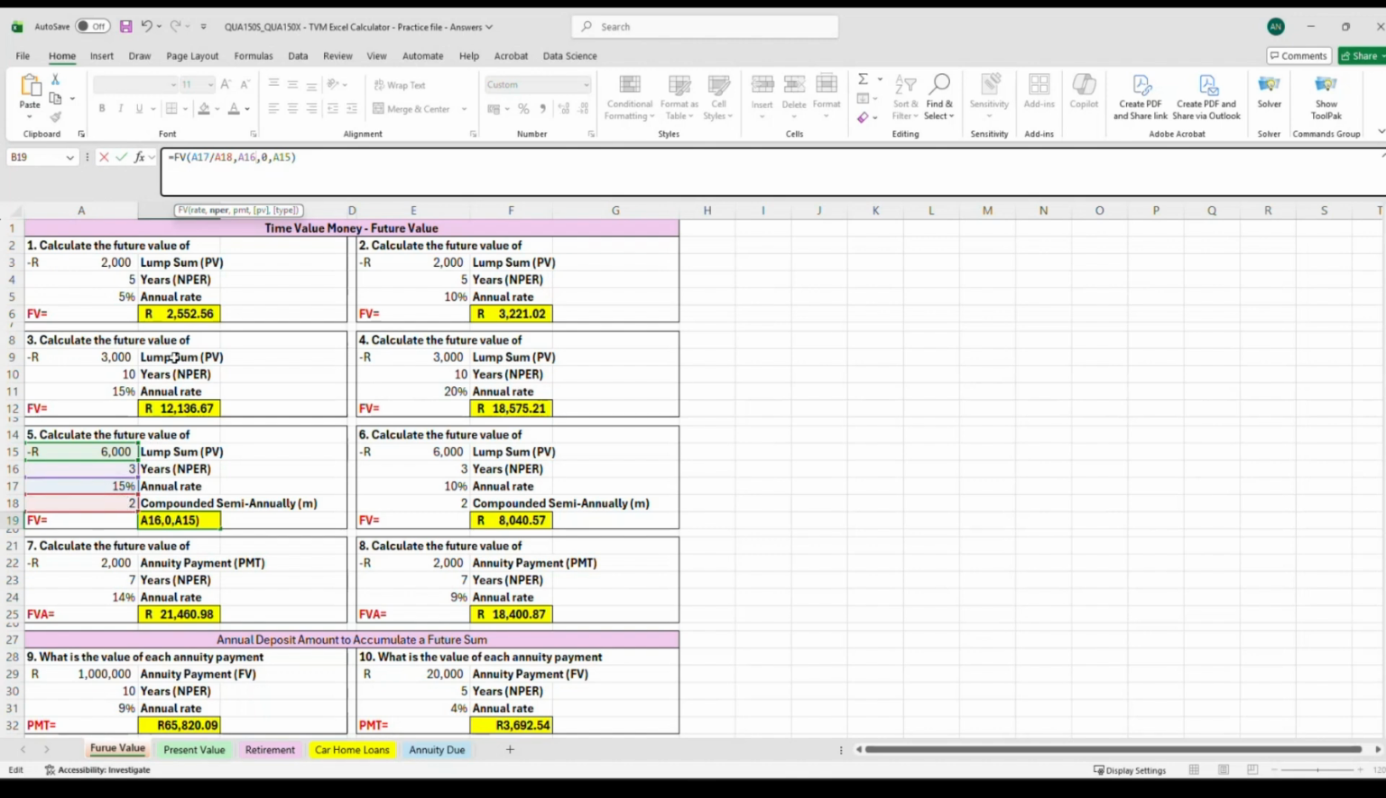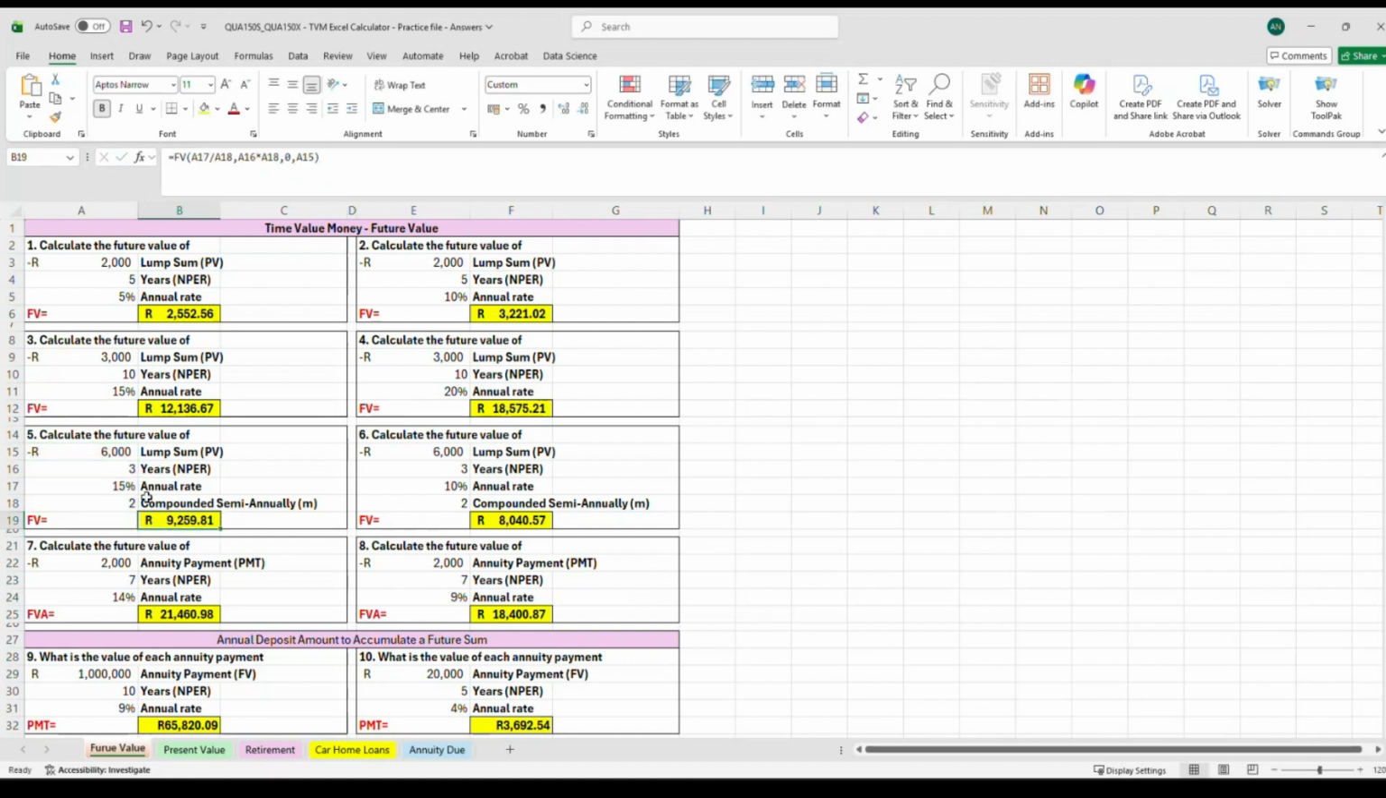So this one, I'll say times, which is the star. And then I'm going to select also the 2 again. So remember, I started just with the normal formula here, and then I went back and selected after my rate, and I divided the rate by this compounding, which is number 2 or semi-annually. And then I times my NPER, which is A16, by this 2 as well. And then you just need to press enter.